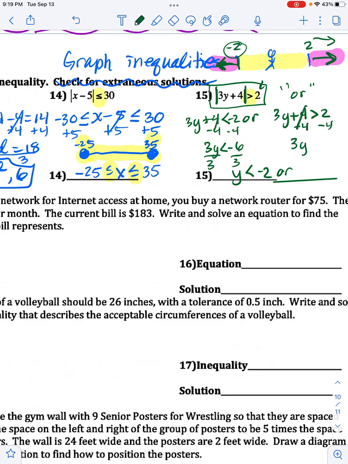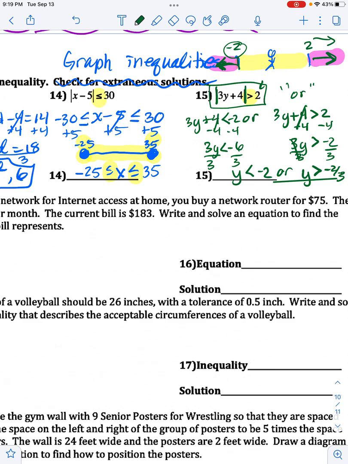So 3y is greater than negative 2, 2 minus 4. And then I'm going to divide by 3. So the other option is that y is greater than negative 2/3. Now, that's not ideal because it's negatives and it's fractions and it can be confusing.